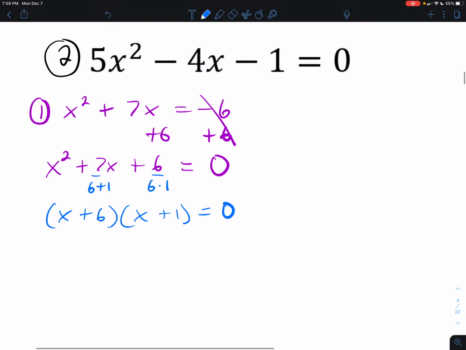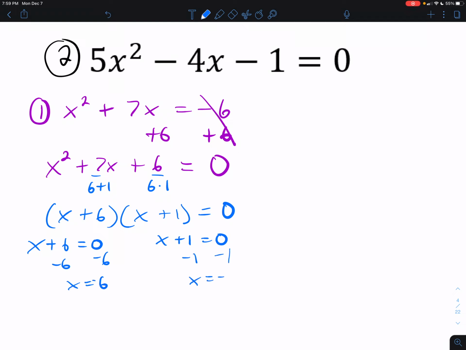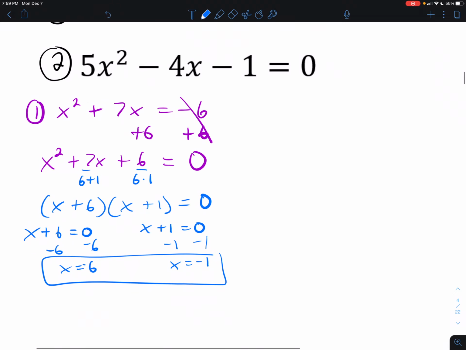Then we use the zero product rule to write these factors separately. And I'll get x equals -6 and x equals -1. And those are my two answers. Okay, number 2 is already equal to 0.